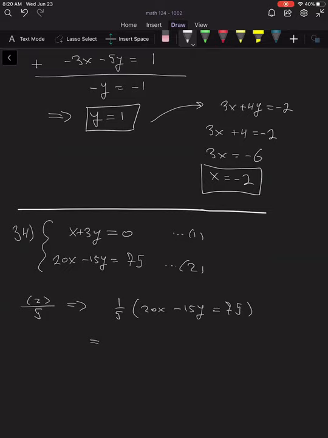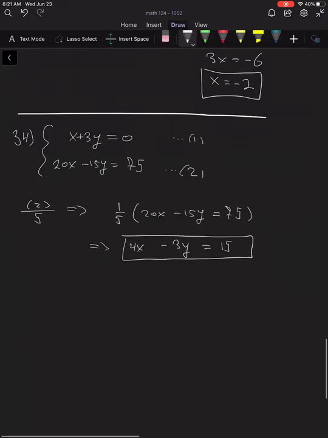So what that gives us is 4x minus 3y is equal to 75 divided by 15. So now let's see what we have. We have this new equation. We did this by taking the second equation, dividing it by 5. But notice that now we're able to combine this one with the first equation.